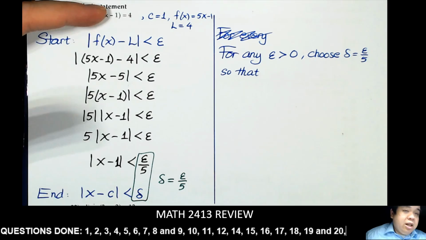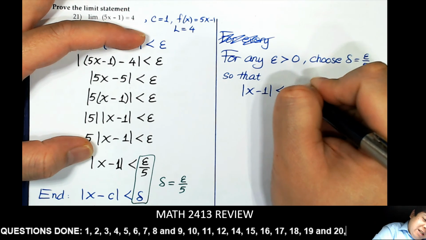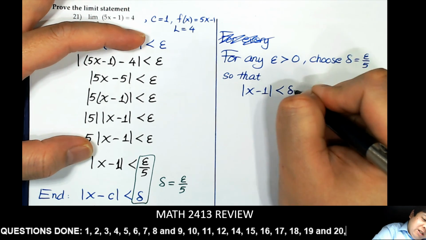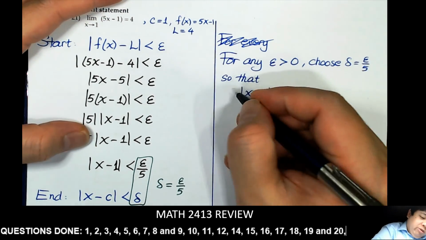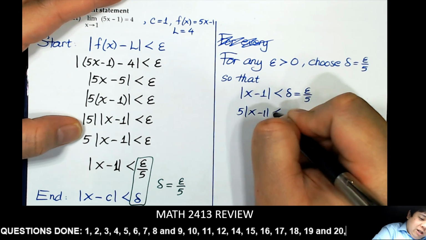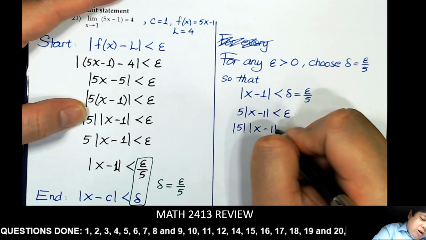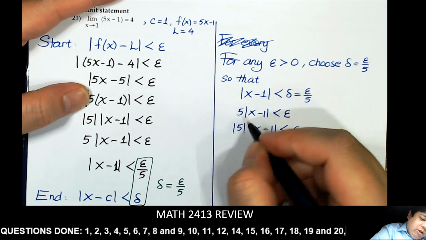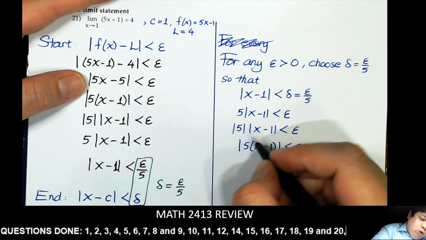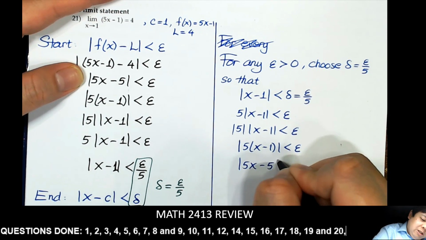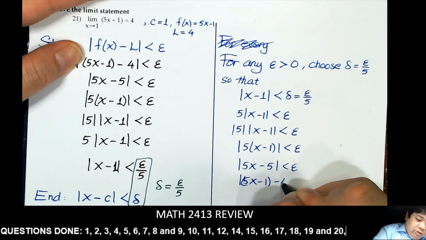now we write this in reverse. The absolute value of x minus 1 less than delta, which is equal to epsilon divided by 5, and we write this in reverse. 5 times the absolute value of x minus 1 less than epsilon. Bring the 5 inside, multiply it out, and then 5x minus 1. So exactly we write this in reverse.